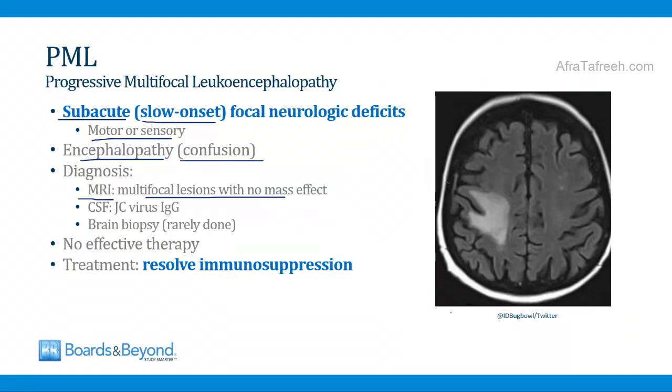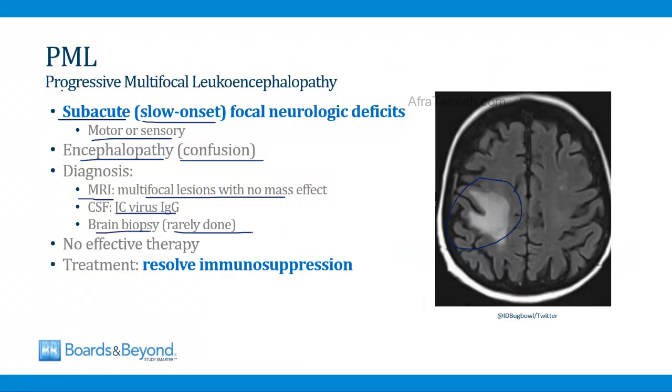If you look at this MRI on the screen, you can see this large white lesion. Note that it's not producing any mass effect in shifting the midline. That's characteristic of PML. You can also do a lumbar puncture and look for JC virus IgG antibodies in the CSF. The gold standard is a brain biopsy, but this is rarely done.